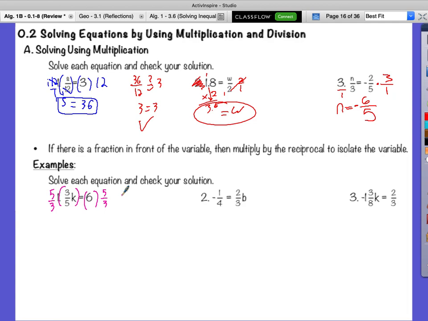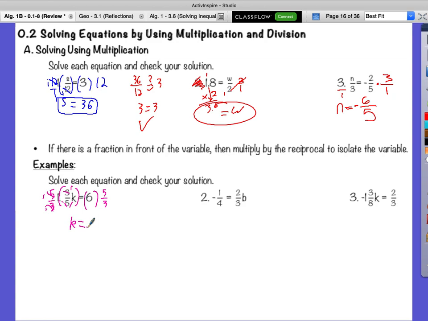Now on the left side of this equation, the 5 and the 5 do what? They cross reduce to 1. Very good. And so do the 3's, just a 1. So what are we left with? 1k. Boom. And that's why we did that, because we want the k by itself. That's our goal.